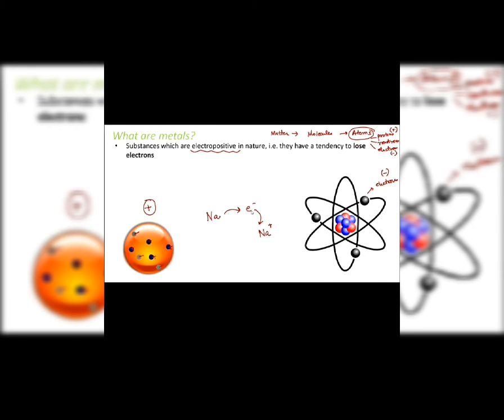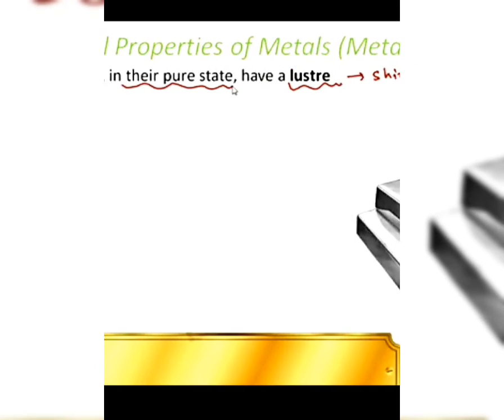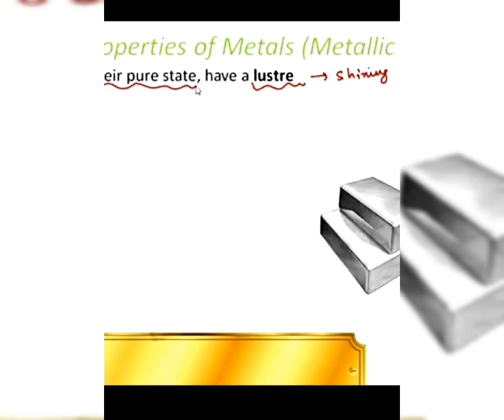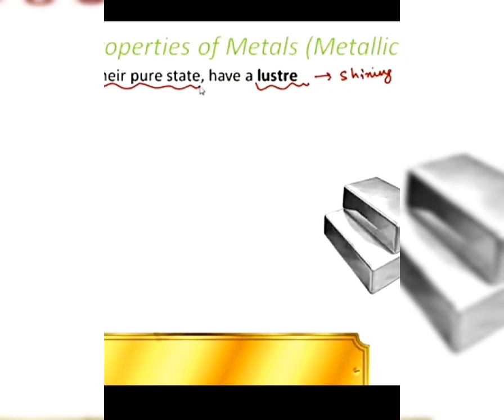Now we are going to talk about the physical properties of metals. When I say physical properties, I am talking about the properties which are externally visible. The first property of metals is metallic luster. What do we mean by luster? We say that metals in their pure state have a luster. It means a shining surface. If you look at metals in their pure form, that means when they are not mixed with anything, they will always have a shiny surface.